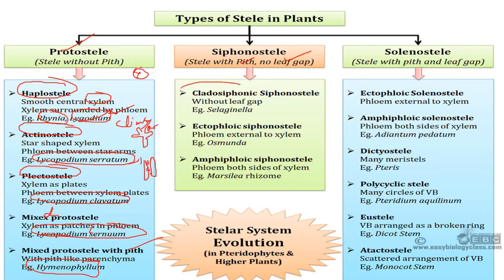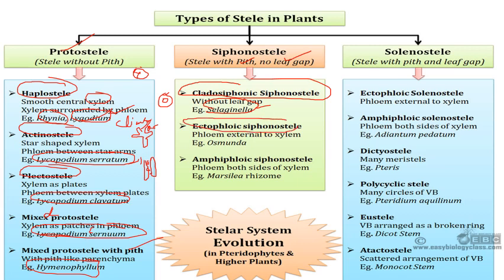present नहीं होता है. It is of different types. The first one is cladosiphonic siphonostele. So this is a stele without leaf gap, means it contains pith, center में pith present होता है, surrounded by this vascular bundle, vasculature. So it is found in Selaginella. Cladosiphonic siphonostele found in Selaginella.